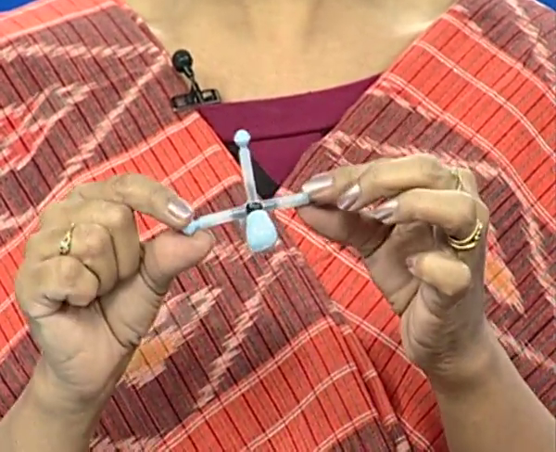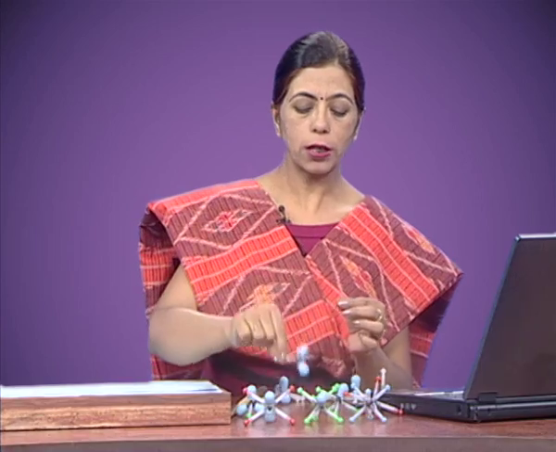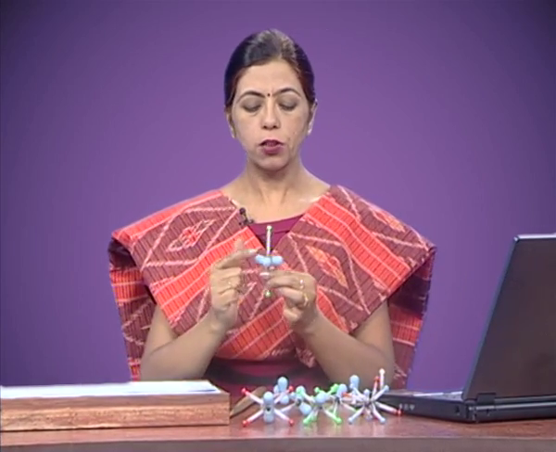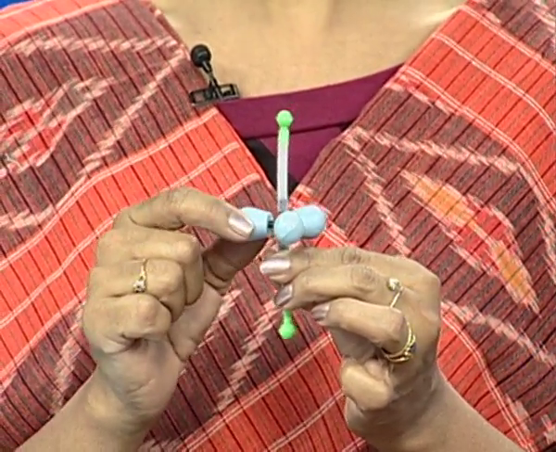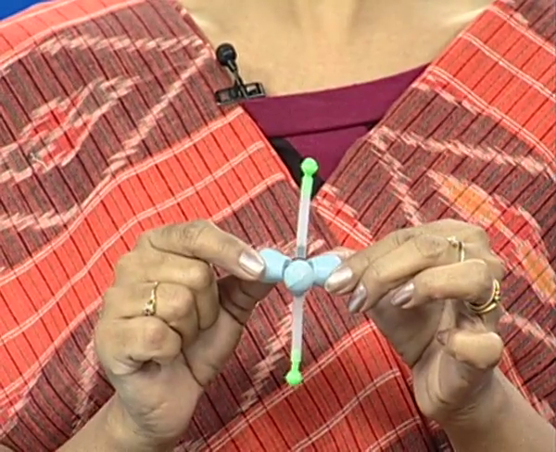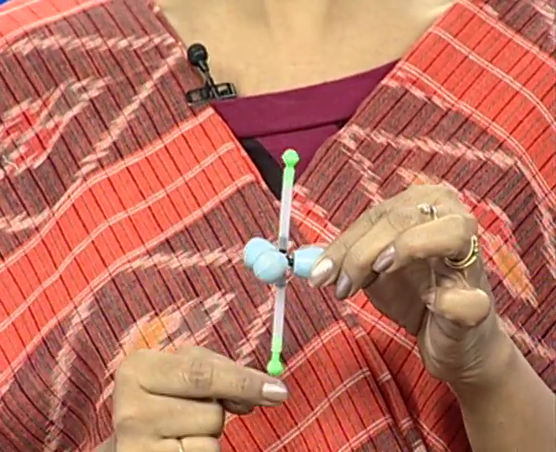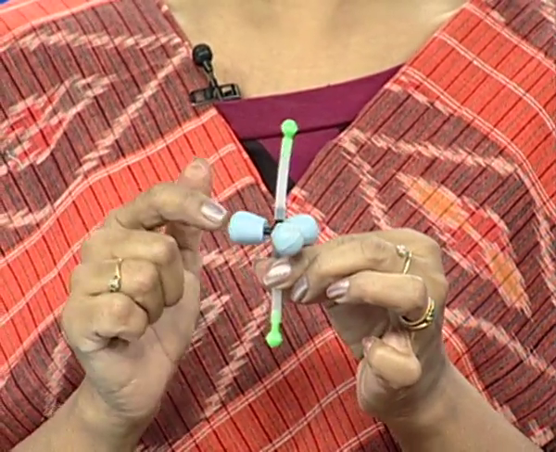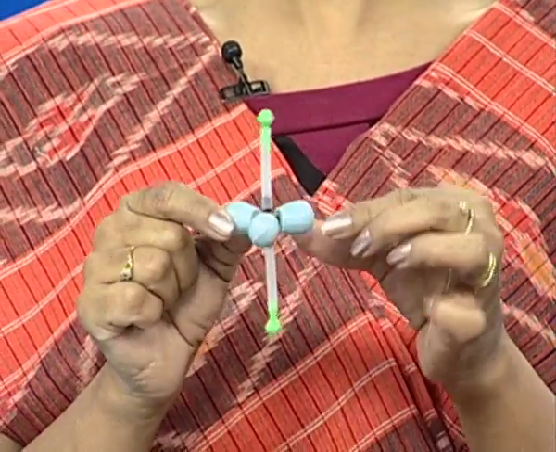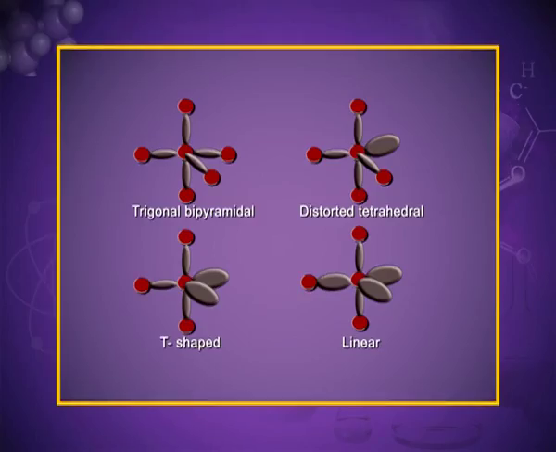The example of this type of molecule is ClF3. The third type of distortion, when there are 3 lone pairs of electrons, they all have occupied the equatorial position. The example is xenon difluoride. Now you can see this black dot is xenon and these 2 are fluorine atoms. It has taken the linear shape and all those equatorial positions are occupied by the lone pairs. So we can see the distorted shapes in the trigonal bipyramidal shape.